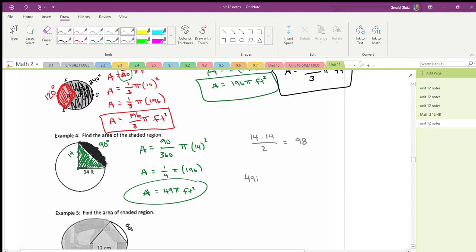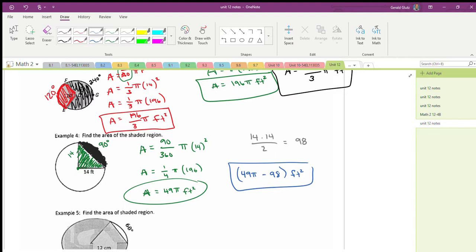So if I take 49 pi, let's use a different color, and then I subtract 98, that will tell me what the area of the black shaded region is. If you want to just leave it like this and then you can put square feet, that's fine. If you want to do 49 pi in your calculator minus 98 and get the decimal, that would also be fine. Let's see, if I do that, I would get about 55.94. So either one of these would be an acceptable answer. And that's going to be it for the notes.